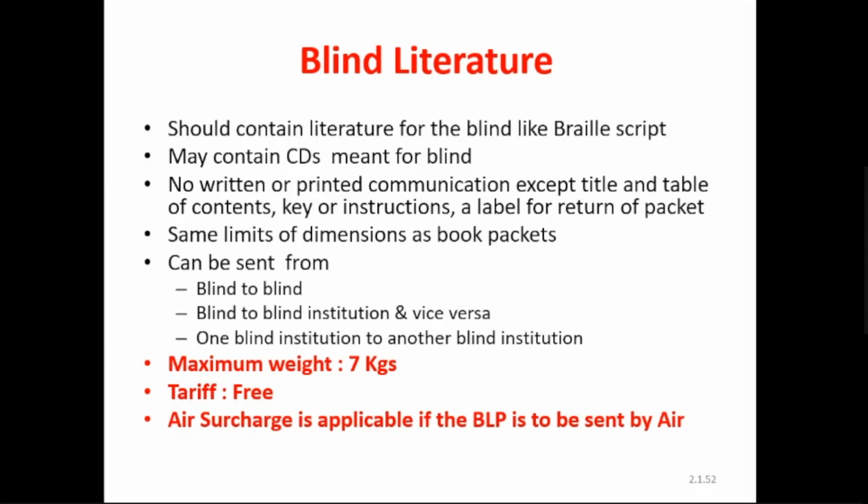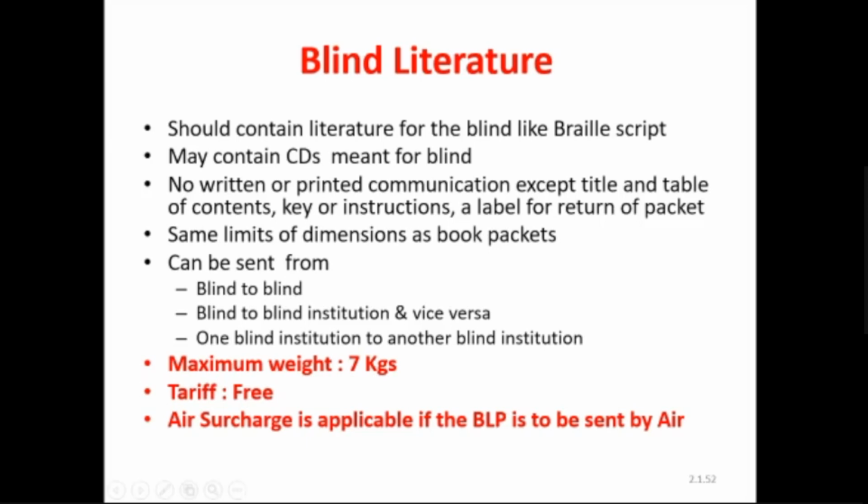The maximum weight for a blind literature packet is 7 kgs, and the tariff is absolutely free. The only class of article which has no tariff is this blind literature packet. So a question may also be like this: the only one class of articles for which no tariff is there is blind literature packets. The maximum weight is 7 kgs. One more point to be taken care of: actually, blind literature is a second class article, right?